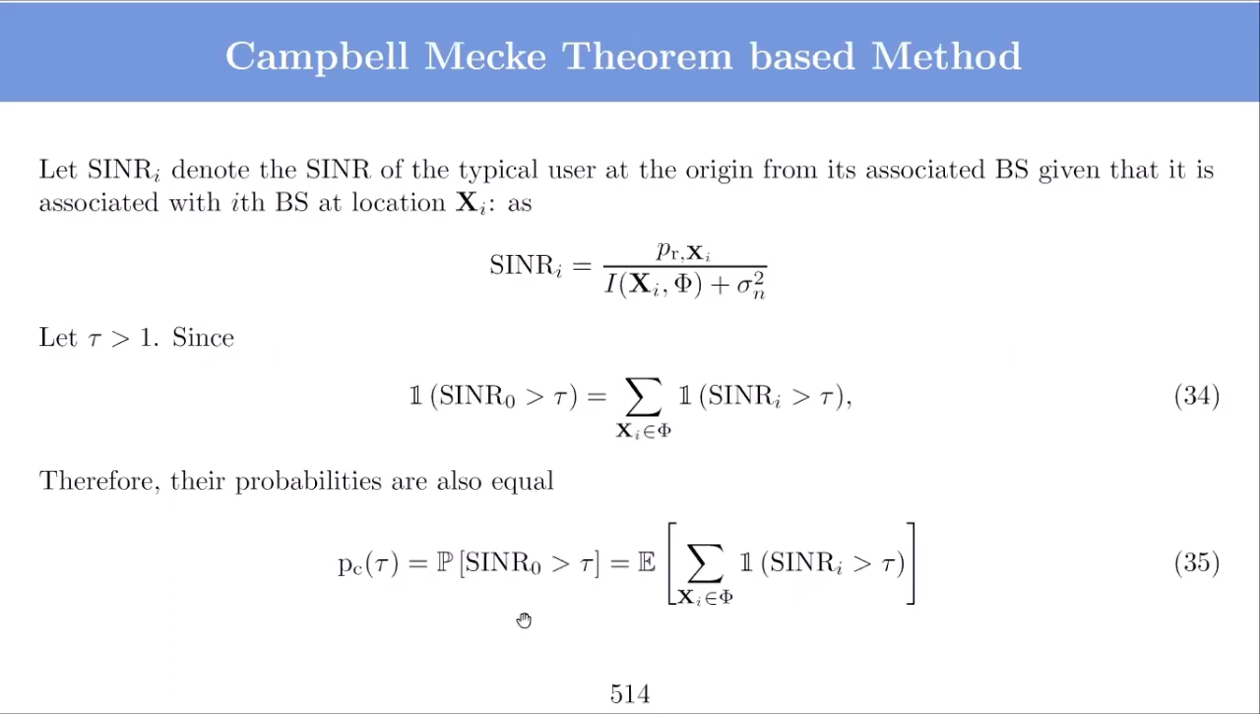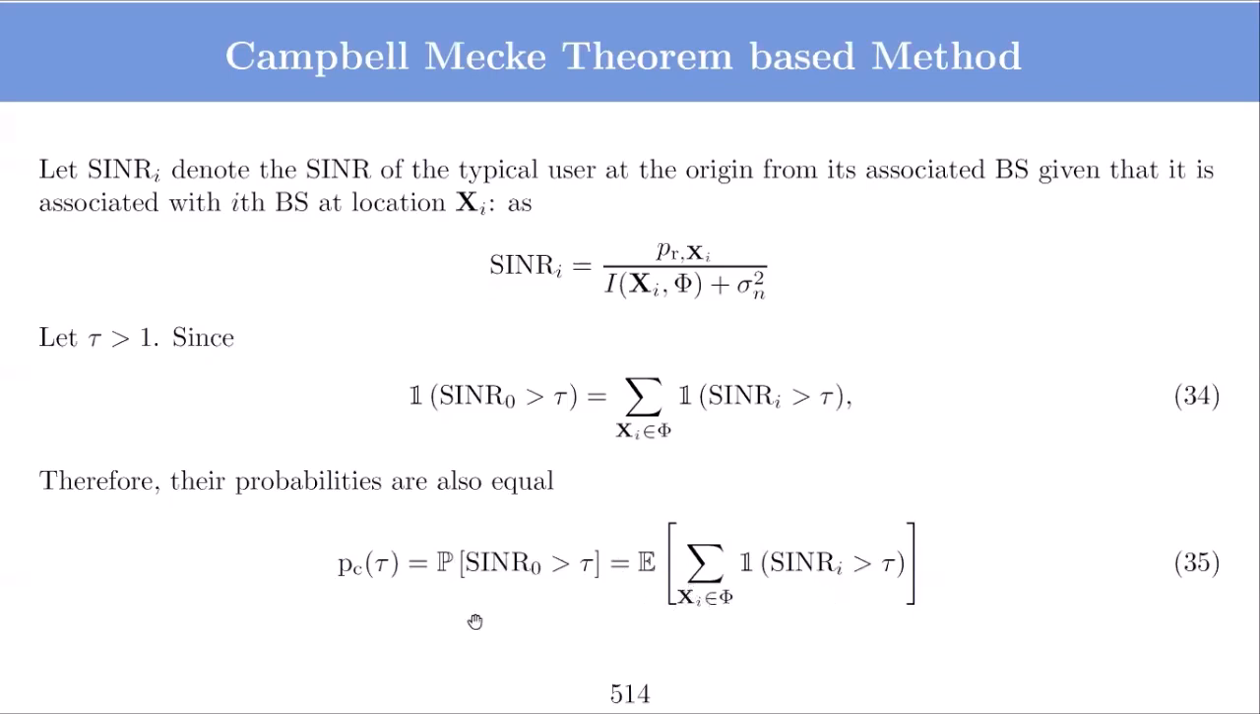In the instantaneous association case, you are associating with the maximum SNR base station. So if that base station is more than tau, then of course you get coverage more than tau. So coverage probability here can be written as the expectation of the summation of the indicator over all points of SINR more than tau. That is the first step in understanding that you can write down this coverage probability in terms of the expectation of a summation of functions of x.